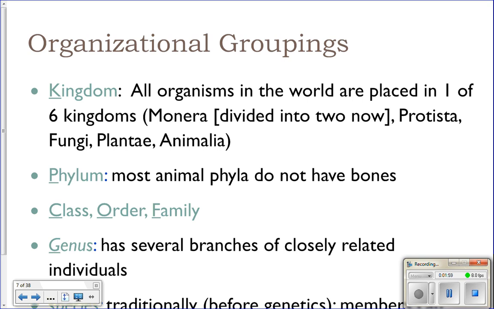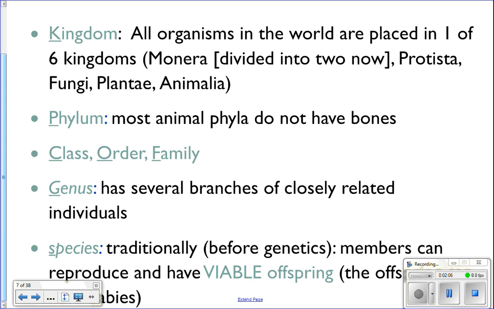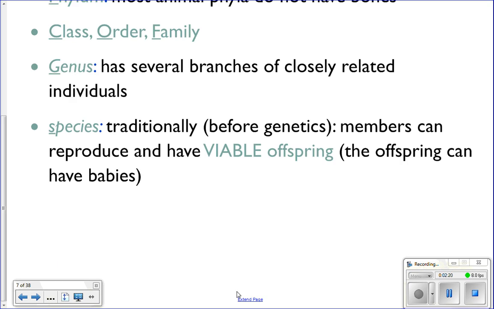Class, order, and family come next, and those get more and more specific. And then you have the genus, which are a bunch of animals that are very closely related. And then you have the species. What does it mean to be a species? Traditionally, our definition of a species is when 2 of the members can reproduce and have viable offspring, meaning the babies can have babies. So you are considered to be a species if you can reproduce with another one of your kind and your babies can have babies.